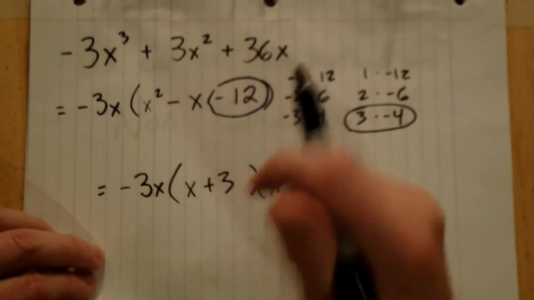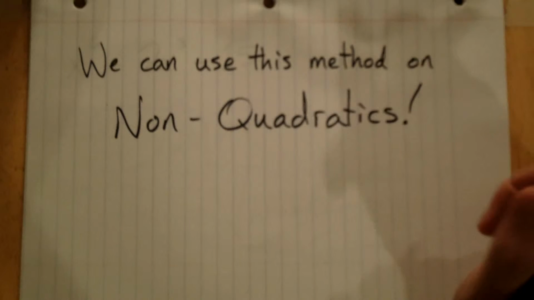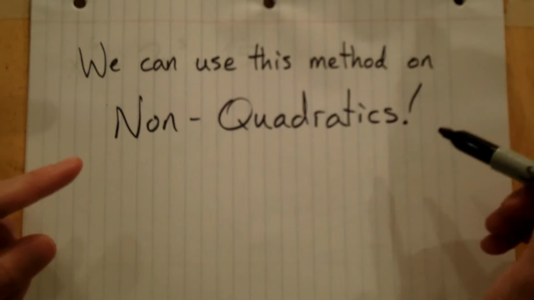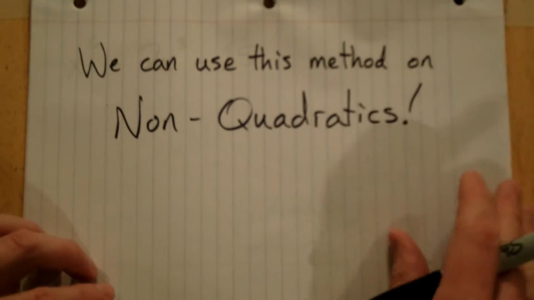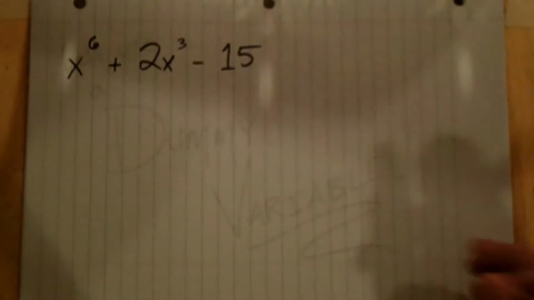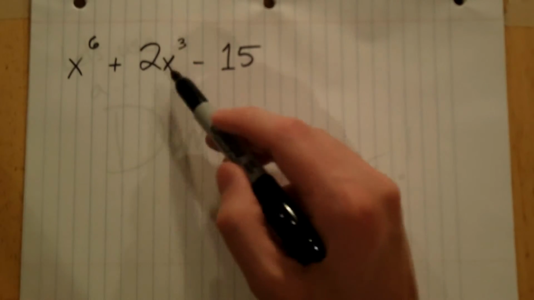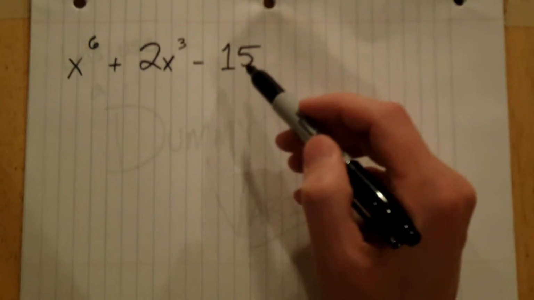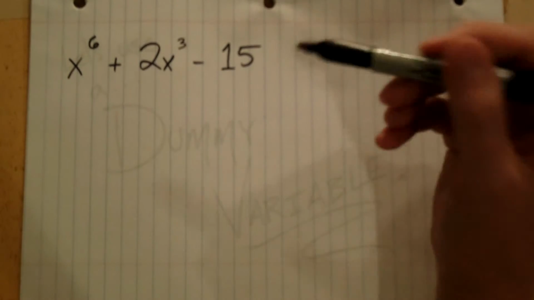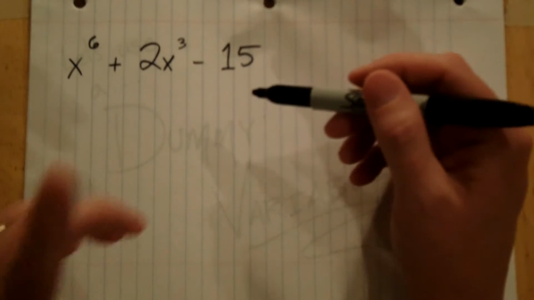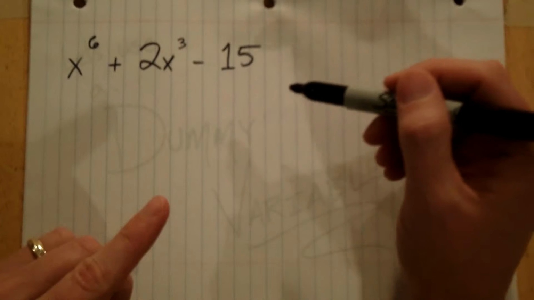Feeling good so far? Because I've got some good news for you. We can also use this method to factor some trinomials that are not quadratics. Like this one. x to the 6 plus 2x cubed minus 15. Well, now this trinomial is most definitely not a quadratic, but it shares some important qualities with quadratics.